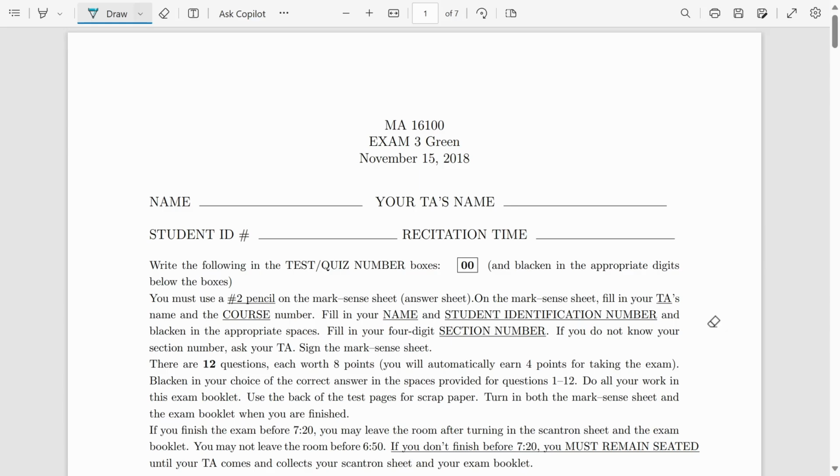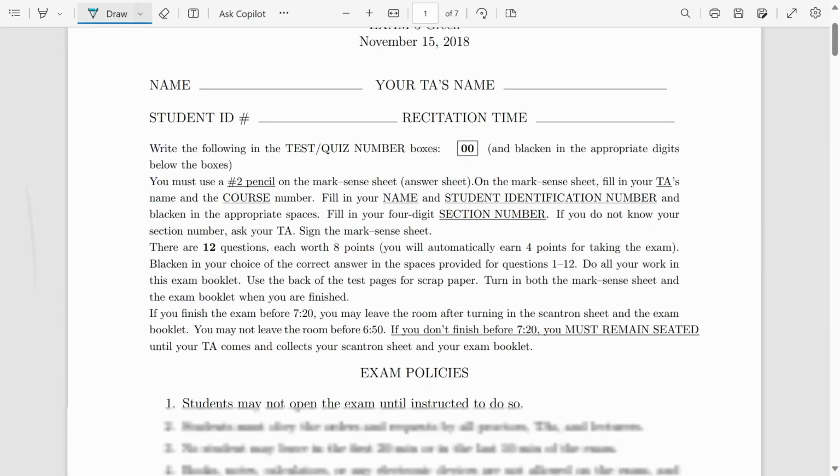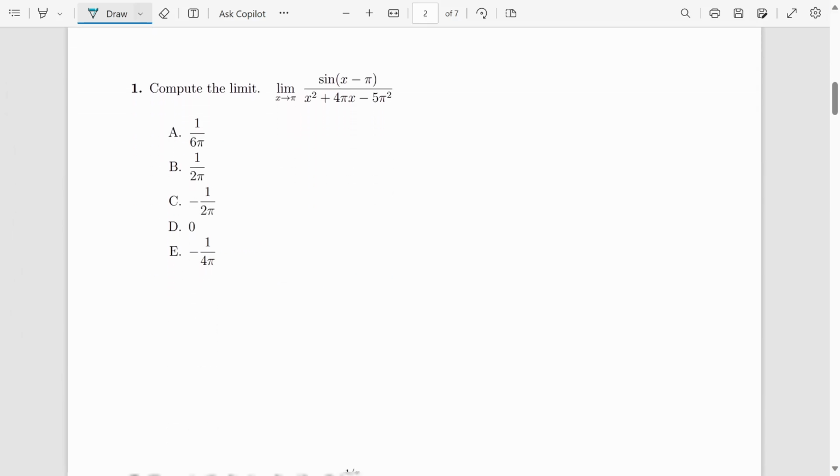Okay, this is the exam 3 from MA161. This is from the fall 2018 semester. So let's get started. Question 1, just compute the limit. So we've got the limit as x approaches pi of a big fraction.